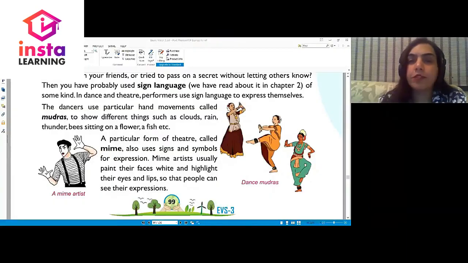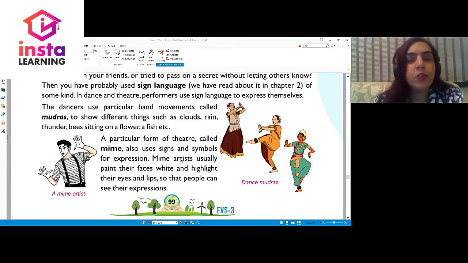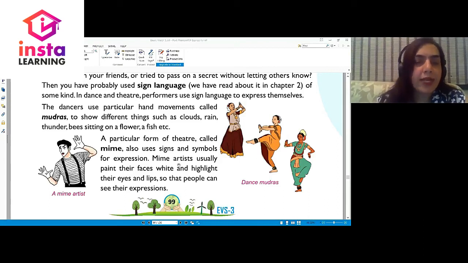I would like to show you the pictures that are there in your textbooks. If you can see right in front of you, the dance mudras and a mime artist. Mime artists usually paint their faces white and highlight their eyes and lips so that people can see their expressions.